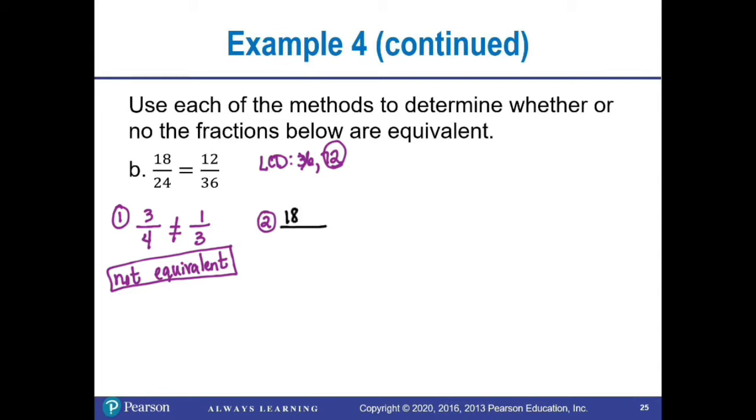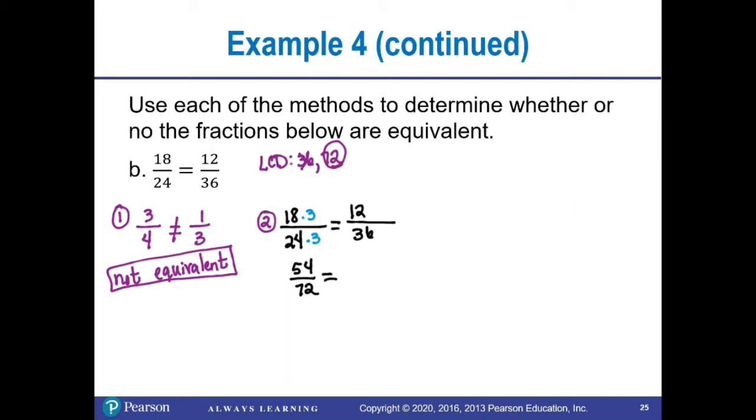We want to rewrite each fraction with a common denominator of 72. Well, 24 times 3 will give us that denominator of 72. If I multiply the denominator by 3, I also have to multiply the numerator by 3. 18 times 3 is 54, and 24 times 3 is 72.